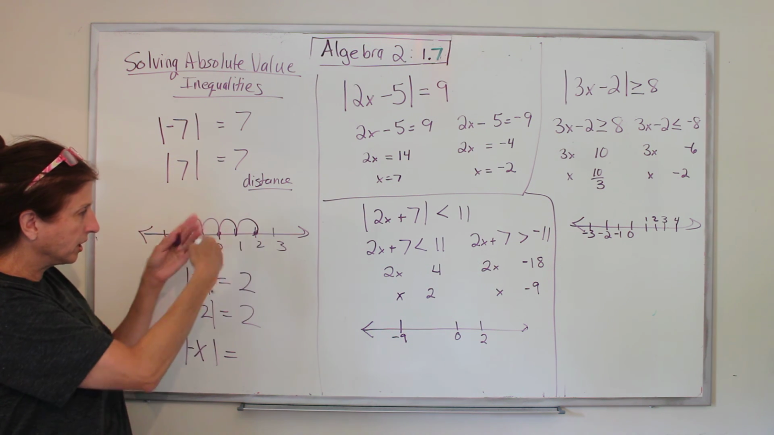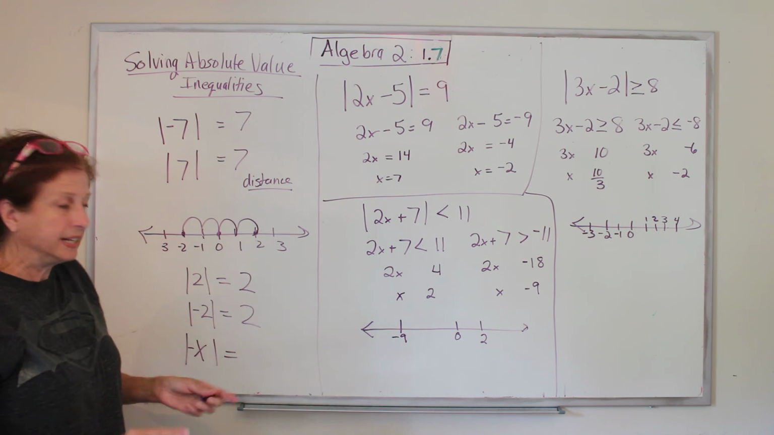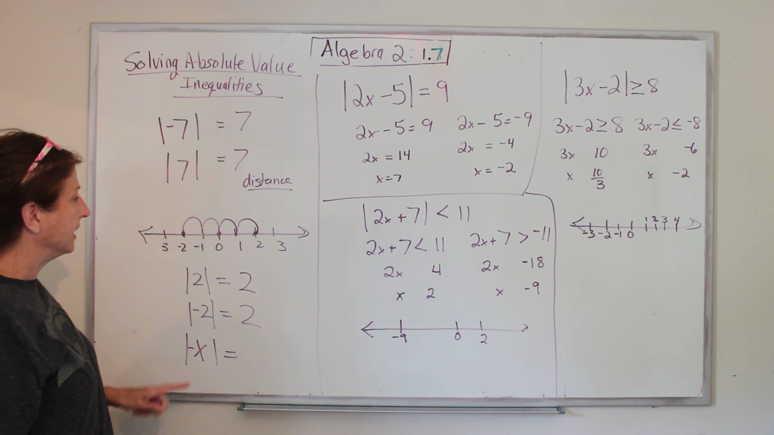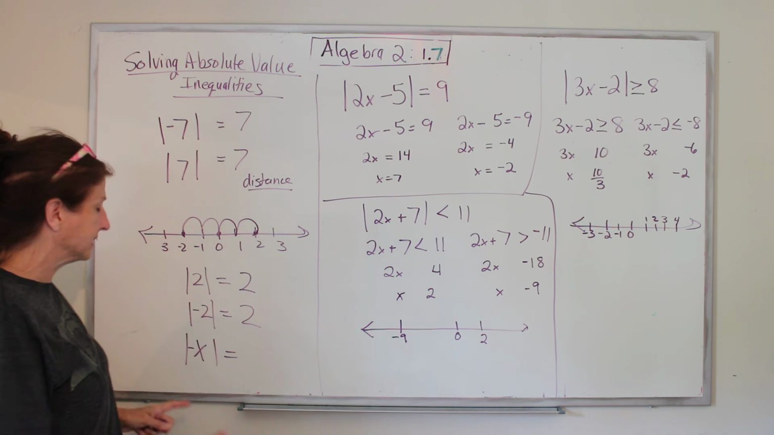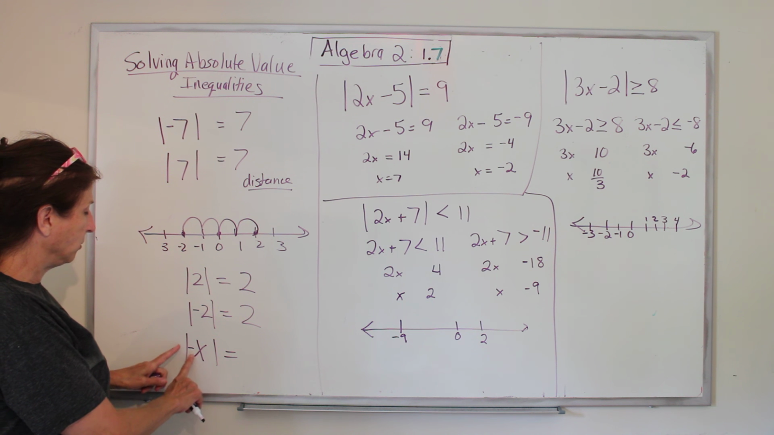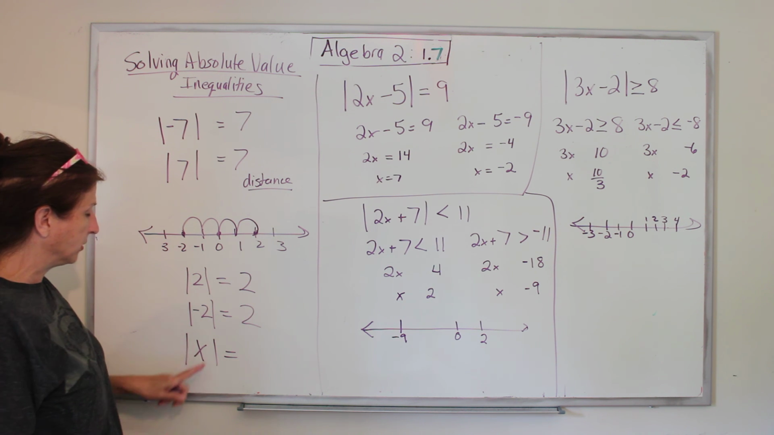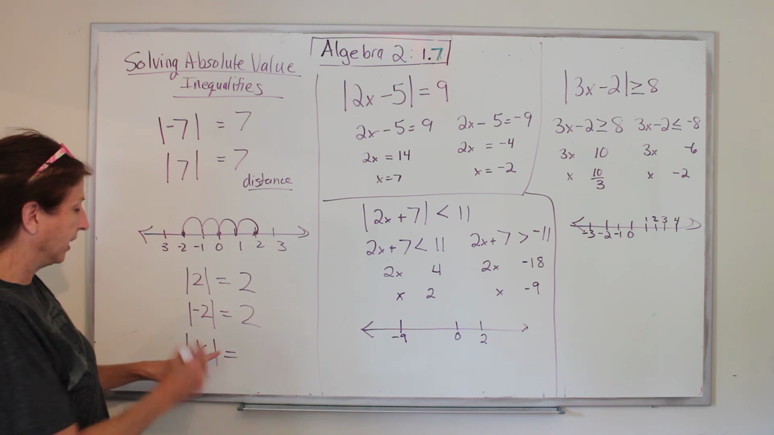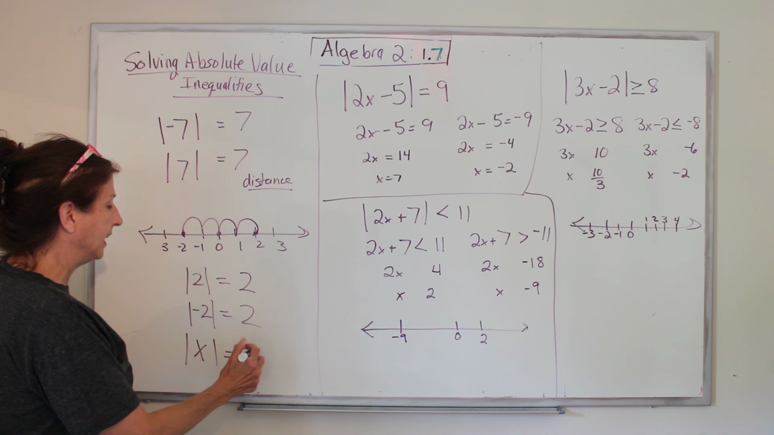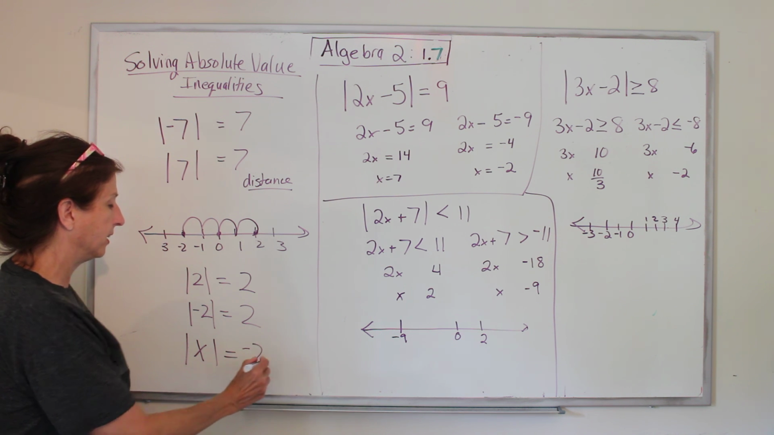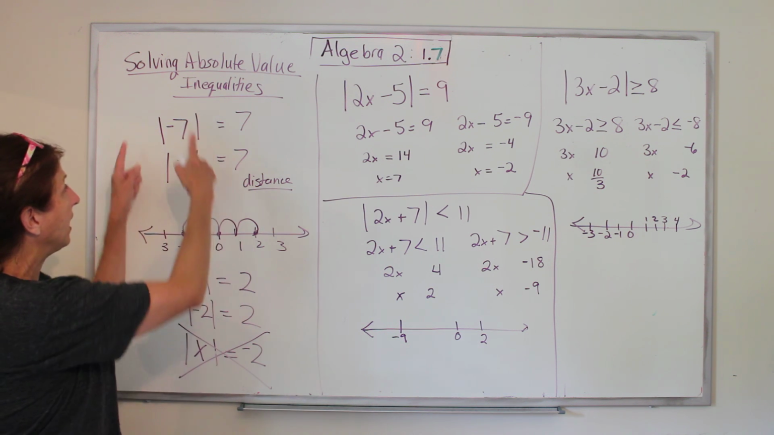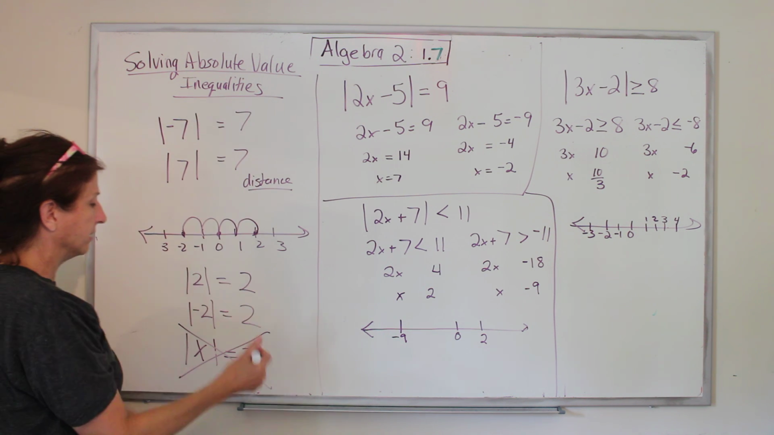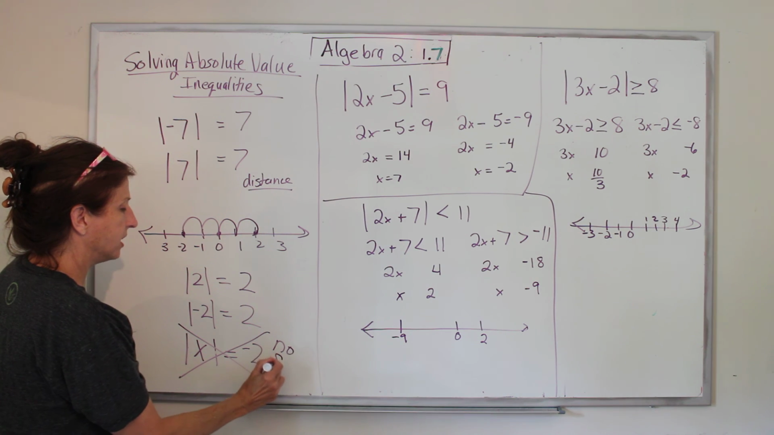But you don't know which one it is if it's an X. Now, I'll be showing you what to do if it's an X. But if you have the absolute value of X and you're solving it and it equals a negative number like negative 2, that is impossible. Absolute values take away negatives. So the answer then is no solution.